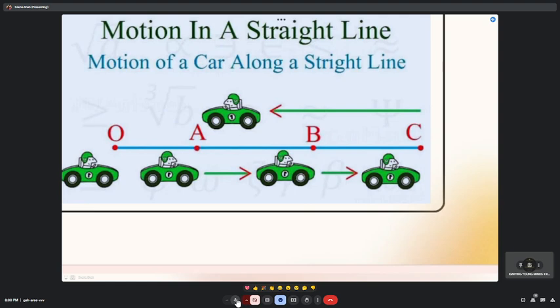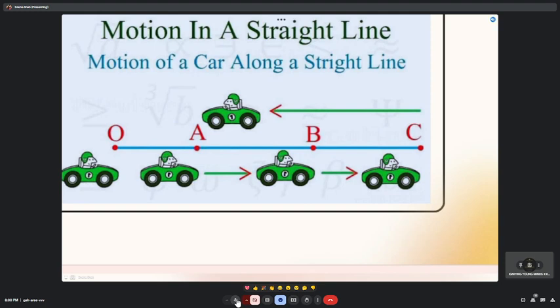10 plus 15 plus 20 plus 35, that is 80, ma'am. And I'm saying, let's say it took about 4 hours to cover that distance for the car. So what will be the speed? 20 kilometers per hour, ma'am.